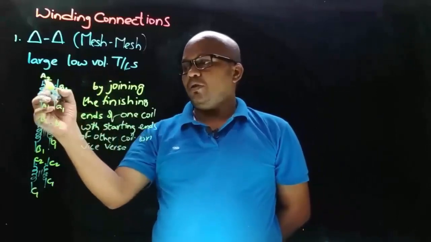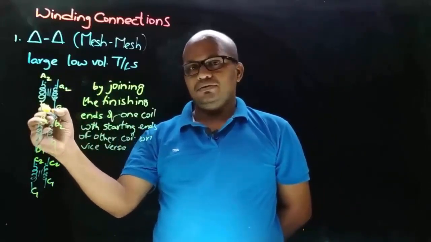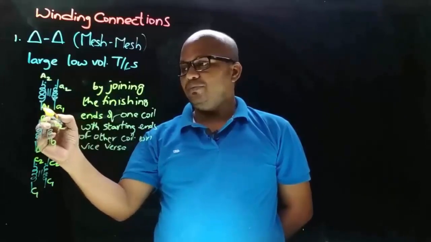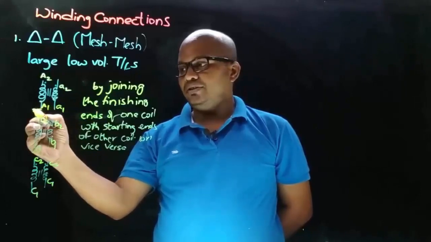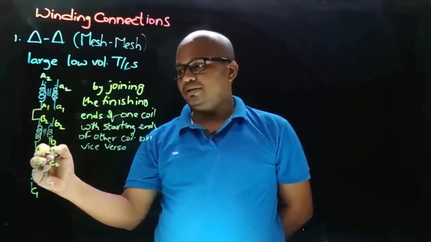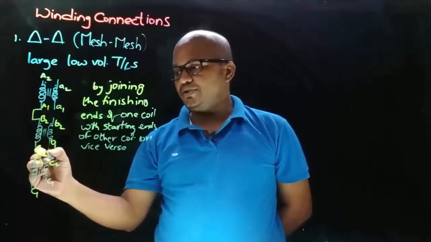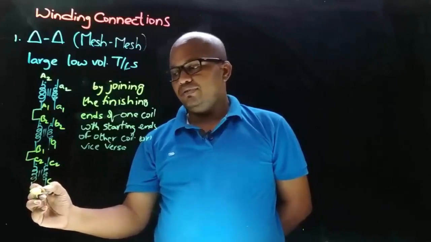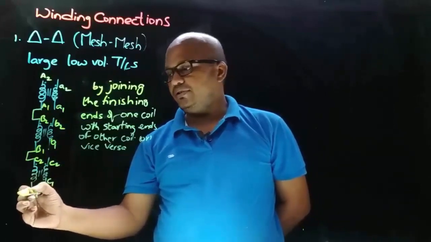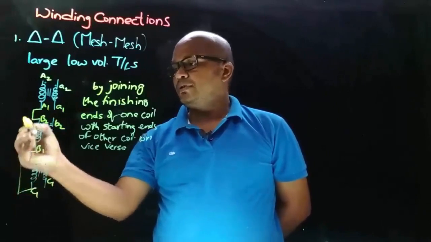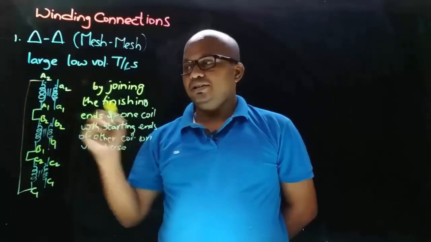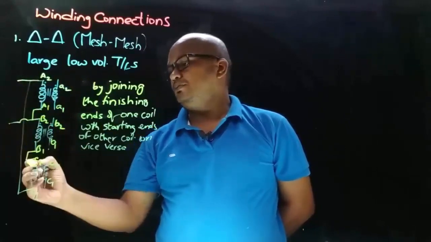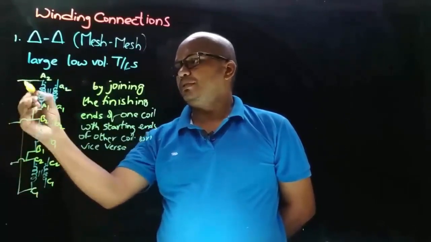So here on primary side, this is the coil and this is the finishing end. So to get delta connection, we must join the finishing end with starting end of other coil, and similarly this coil's finishing end is joined with the starting end of the other coil, and similarly here the finishing end of this coil is connected with the starting end of this coil. And here we are taking the connections from A2, B2 and C2 terminals.